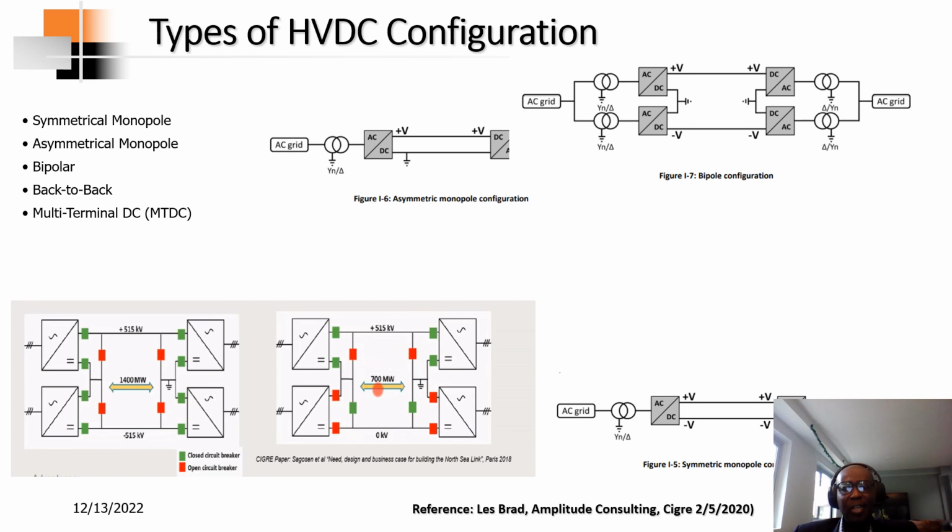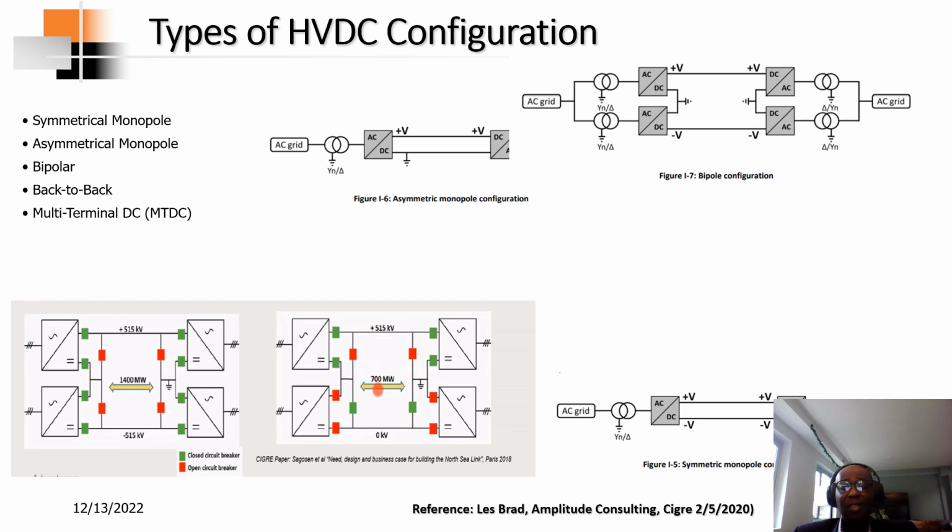As you can see over here, I have a picture of what the symmetric monopole configuration looks like. It has a positive pole and a negative pole, and both poles are rated the same, with the same costs.